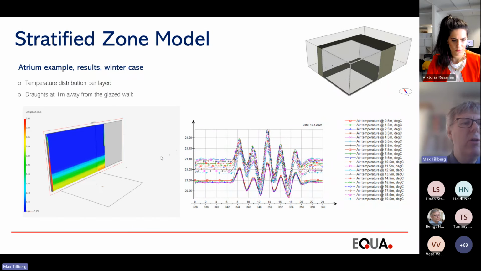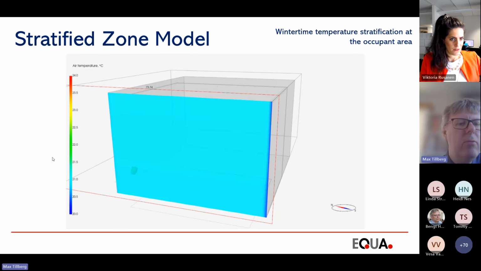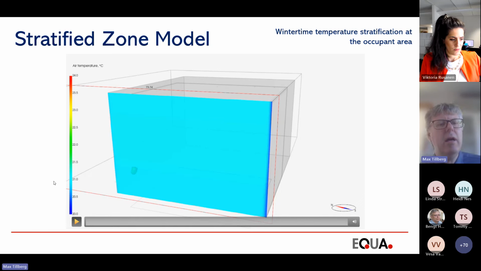We could also visualize this in 3D. This is the air speed in different layer heights. Well, it's not just layer height, it's in the whole. So you also see the effect of the facade here with the downdraft. And we see a few other things here as well. And we can animate this for time.